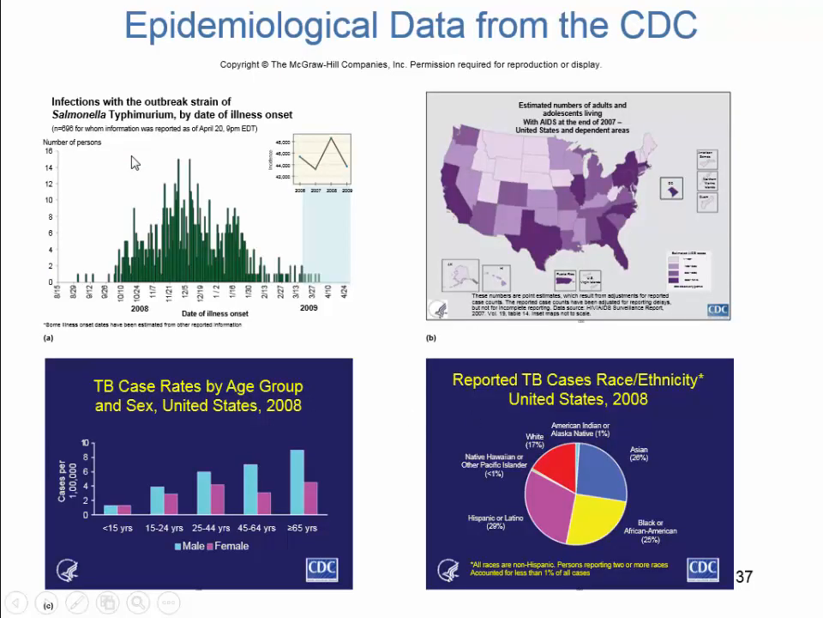So here are some examples of how we represent epidemiological data. Shown here is the number of persons over a period of time. So this is an example of incidence. Then over here it shows the estimated numbers of adults and adolescents who are suffering from AIDS, right? And this has actually been broken down over here into numbers per rates of the population.